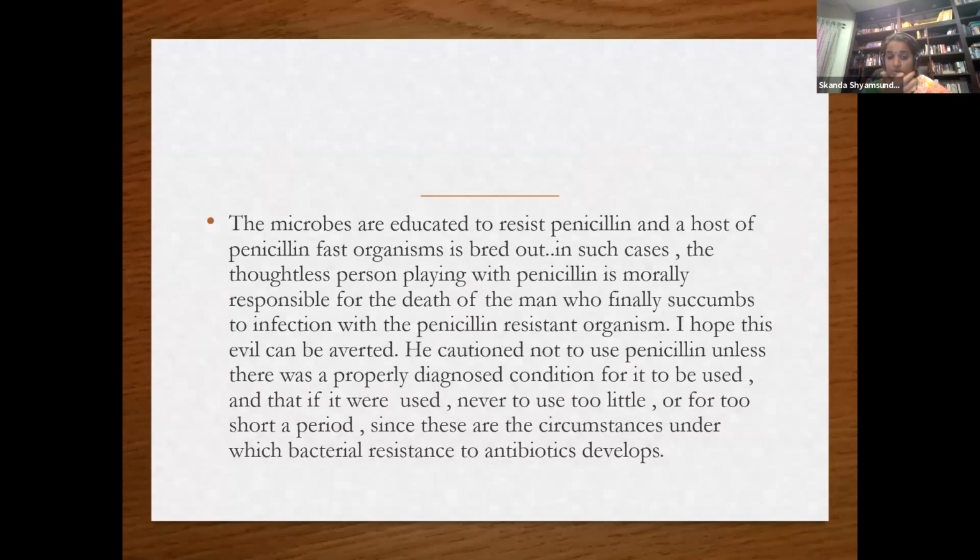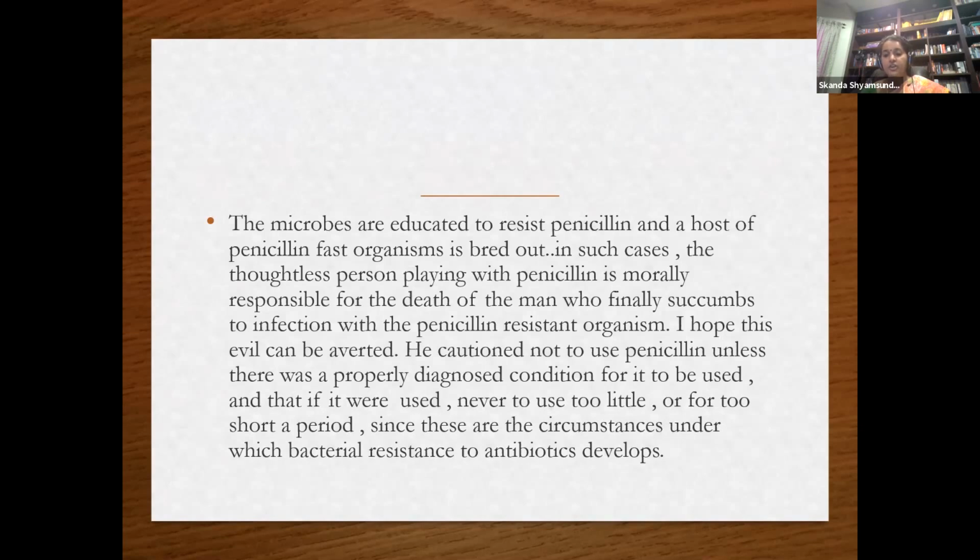So in those days, 1928 அவர் penicillin கண்டுபிடிச்சாரு. அப்பவே அவர் சொன்ன வார்த்தைகள் இது. The microbes are educated to resist penicillin and a host of penicillin fast organisms is bred out. In such cases, the thoughtless person யாரு? நம்ம. In such cases, the thoughtless person is playing with penicillin and is morally responsible for the death of the man who finally succumbs to infection with a penicillin-resistant organism. I hope this evil can be averted.